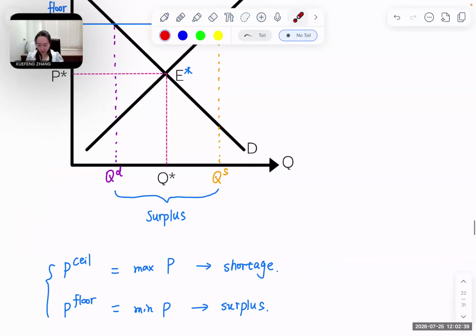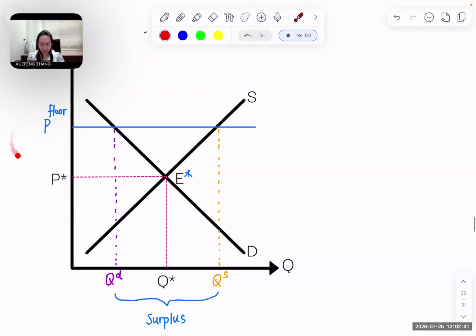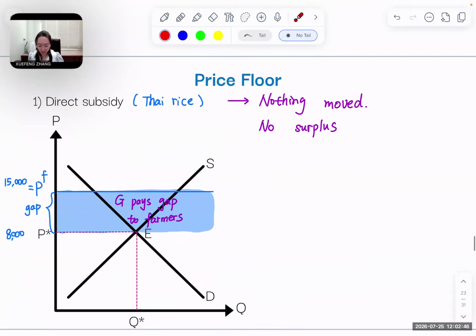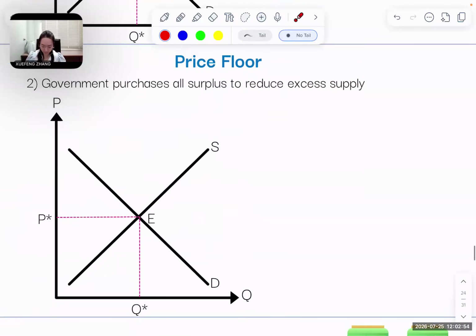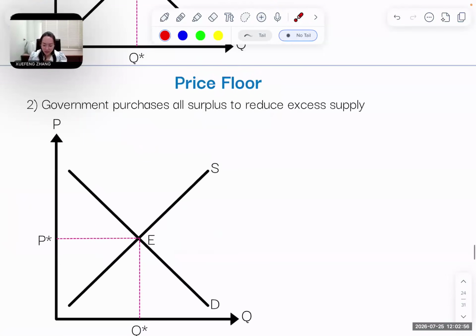Before, you see, we have a surplus. If the government sets the price floor here, we have a surplus. But by direct subsidy, nothing moved, and there's no surplus. Next one. The government purchases all surplus to reduce excess supply. So basically, government buys the surplus.